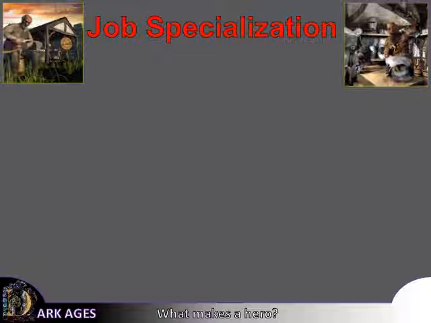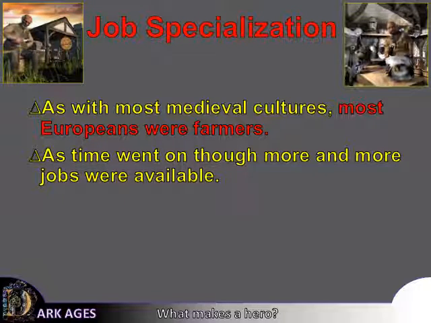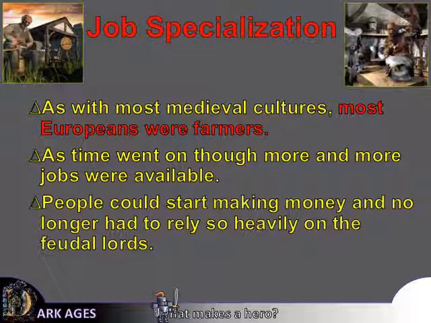Other things that happen: this creates new jobs and specialized jobs like carpentry and blacksmithing and artists and things like that. Before this, most people were farmers, as we saw. But as time went on and feudalism ended, more jobs became available. People could now start making money, not being a farmer, no longer had to rely on feudal lords or kings or anything like that, and do what they wanted to do. So they became specialized in things that they like, building stuff or making things or painting or whatever. So a lot of new jobs start to come out of this time period, called job specialization.